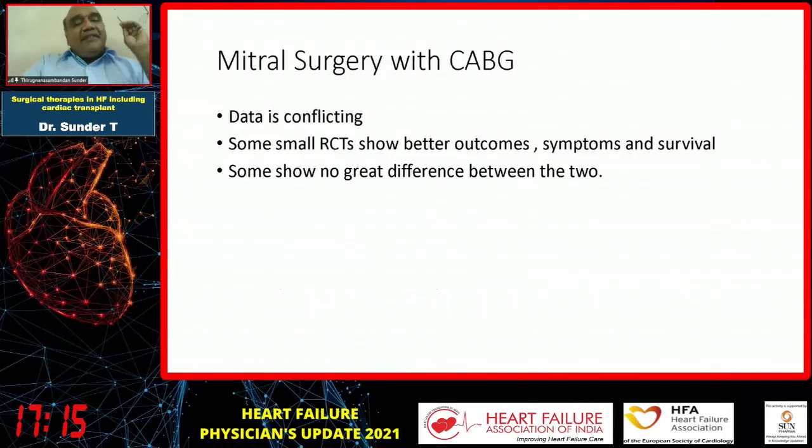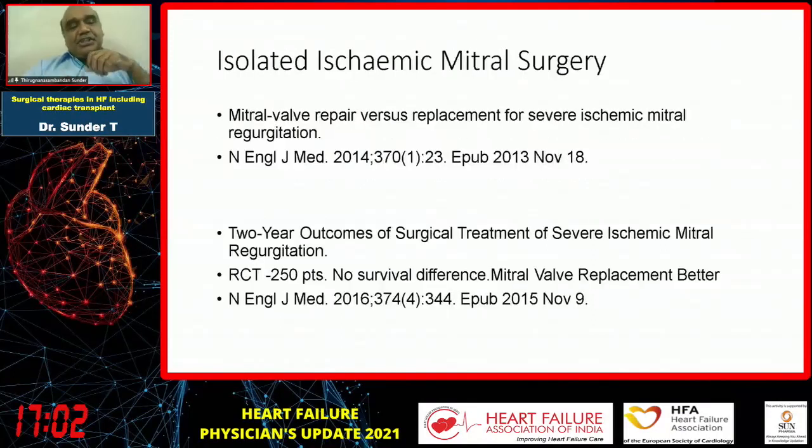Now, when the patient has mitral regurgitation with LV dysfunction and coronary artery disease, mitral surgery has been done, but there are only very small trials. The data is conflicting, so there are instances where an isolated mitral surgery has been done. Between valve repair and valve replacement, initially valve repair is better, but in due course repairs also fail. So replacement in the long term is better.